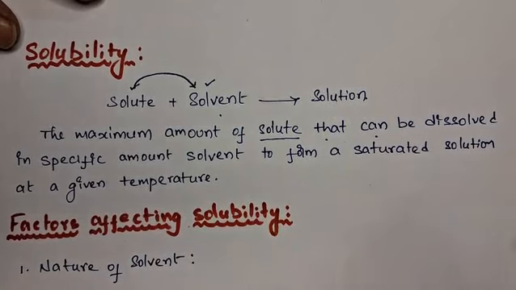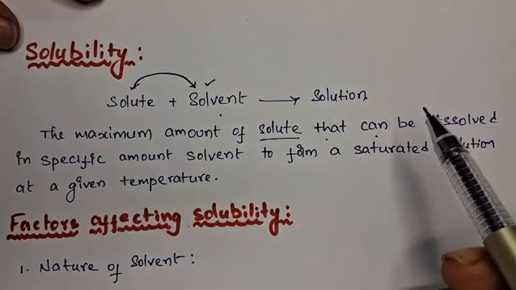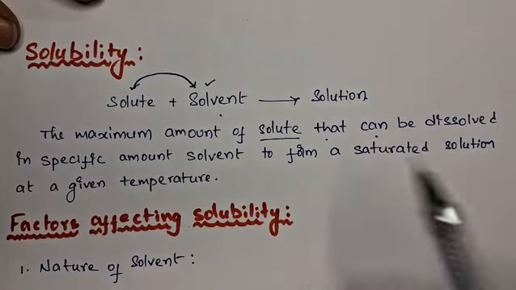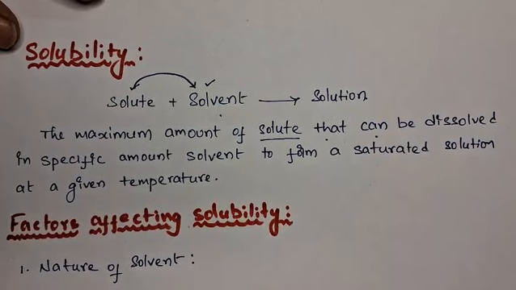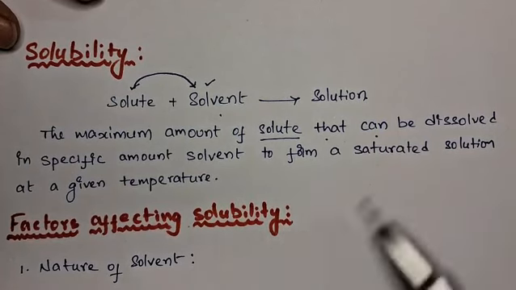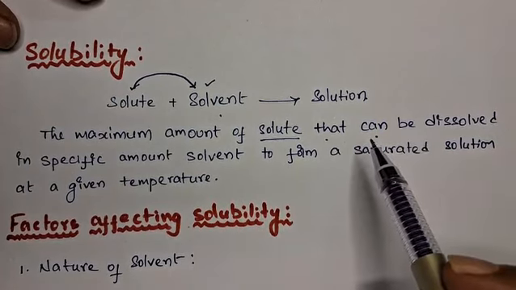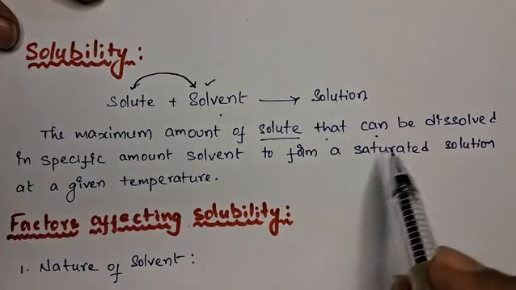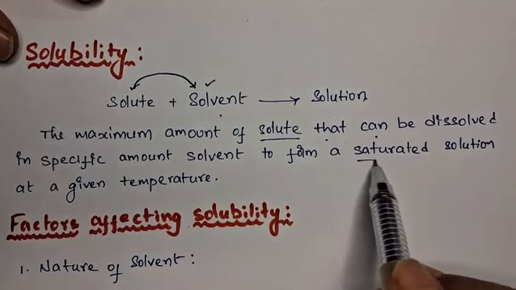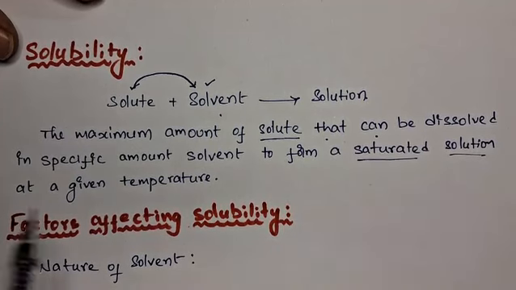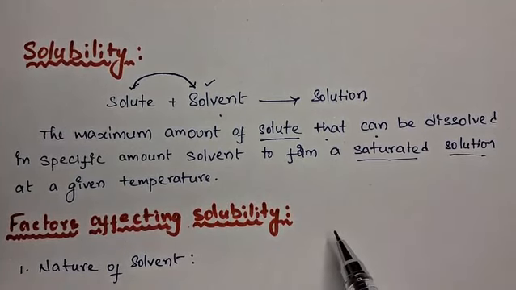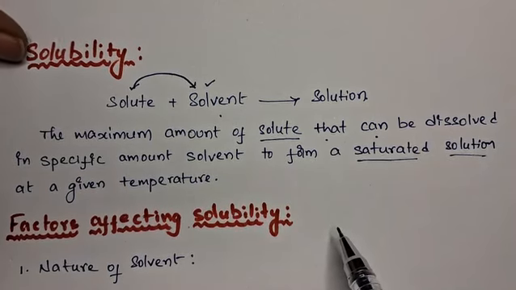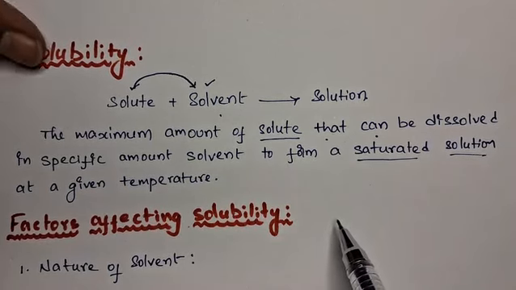a specific amount of solvent, meaning either 1 liter of solvent, or 2 liters, or half a liter. In a particular half liter of solvent, how much solute can be dissolved? That should be the maximum. So to form a saturated solution, it has to reach saturation at a given particular temperature, which is known as solubility.